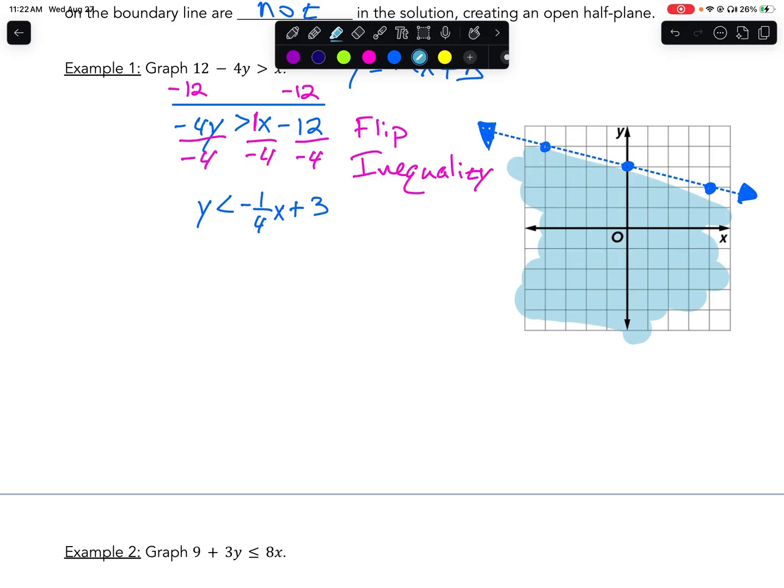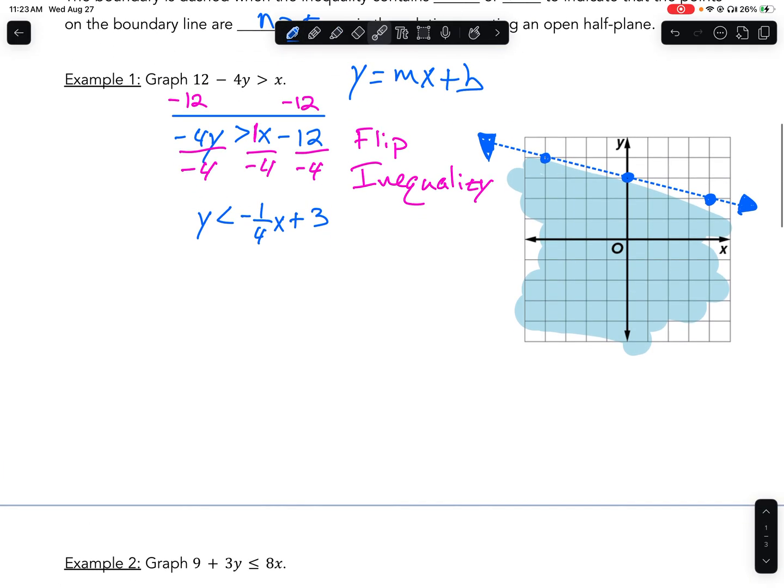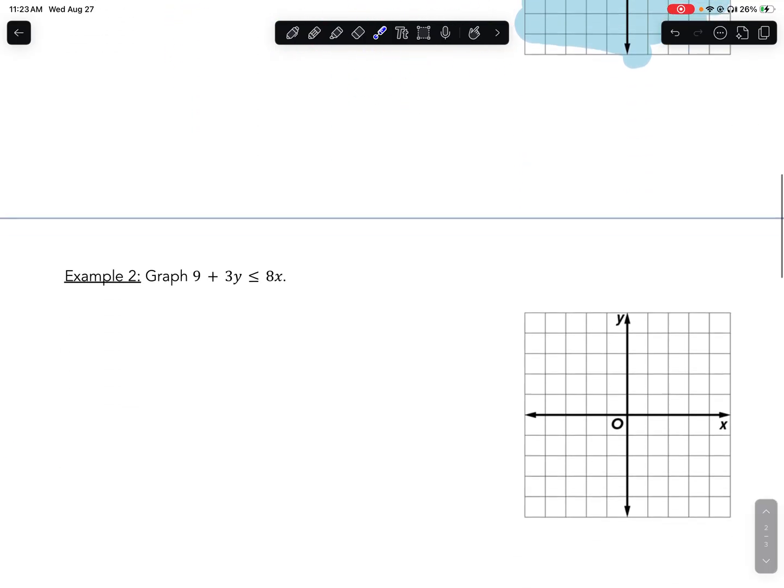You don't have to be perfect with the shading, but make sure that you pay attention to whether it's less than or greater than, or less than or equal to, or greater than or equal to. So if I ask you for solutions to this, all it said up here is graph, right? But if I ask you for solutions, you could pick any ordered pair in the shaded region. And remember, you can't pick an ordered pair on the dotted line. So you have to pick ordered pairs below that dotted line.